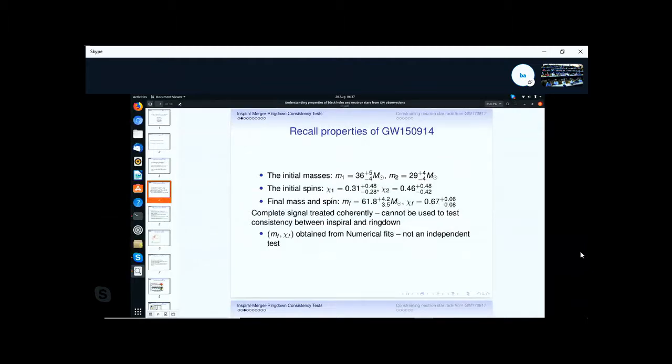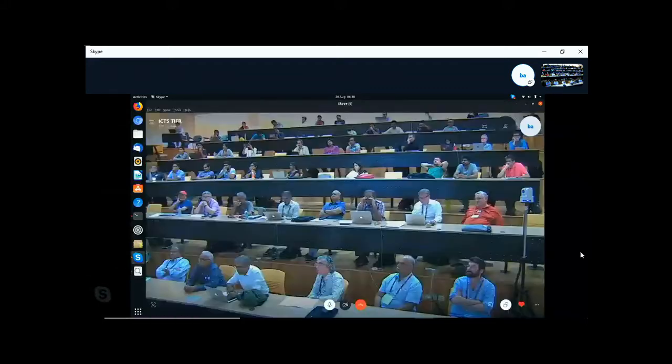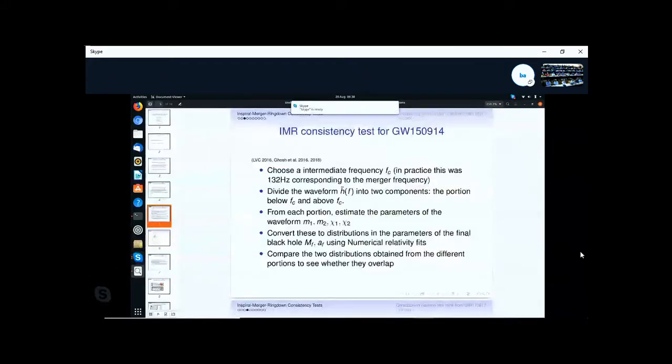So what you want to do is measure the final parameters and the initial parameters independently of each other. And this was the motivation behind the LVC publication in 2016 and also the methods paper by Ghosh et al. in 2016-2018. And they have the following procedure. You choose an intermediate frequency, in this case around 130 hertz. Let's call the frequency FC.